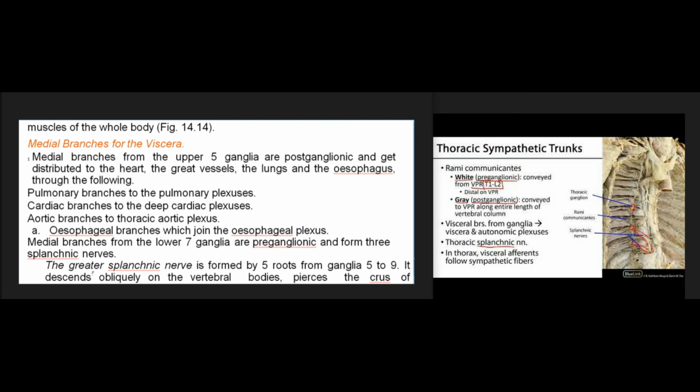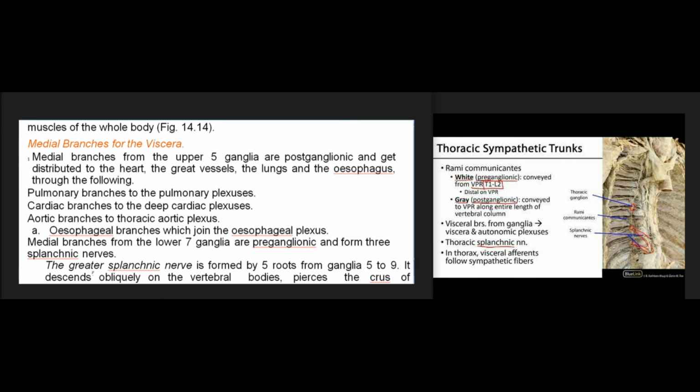Medial branches from the upper 5 ganglia are postganglionic and get distributed to the heart, the great vessels, the lungs, and the esophagus, through the following. Pulmonary branches to the pulmonary plexuses. Cardiac branches to the deep cardiac plexuses. Aortic branches to the thoracic aortic plexus. Esophageal branches which join the esophageal plexus.